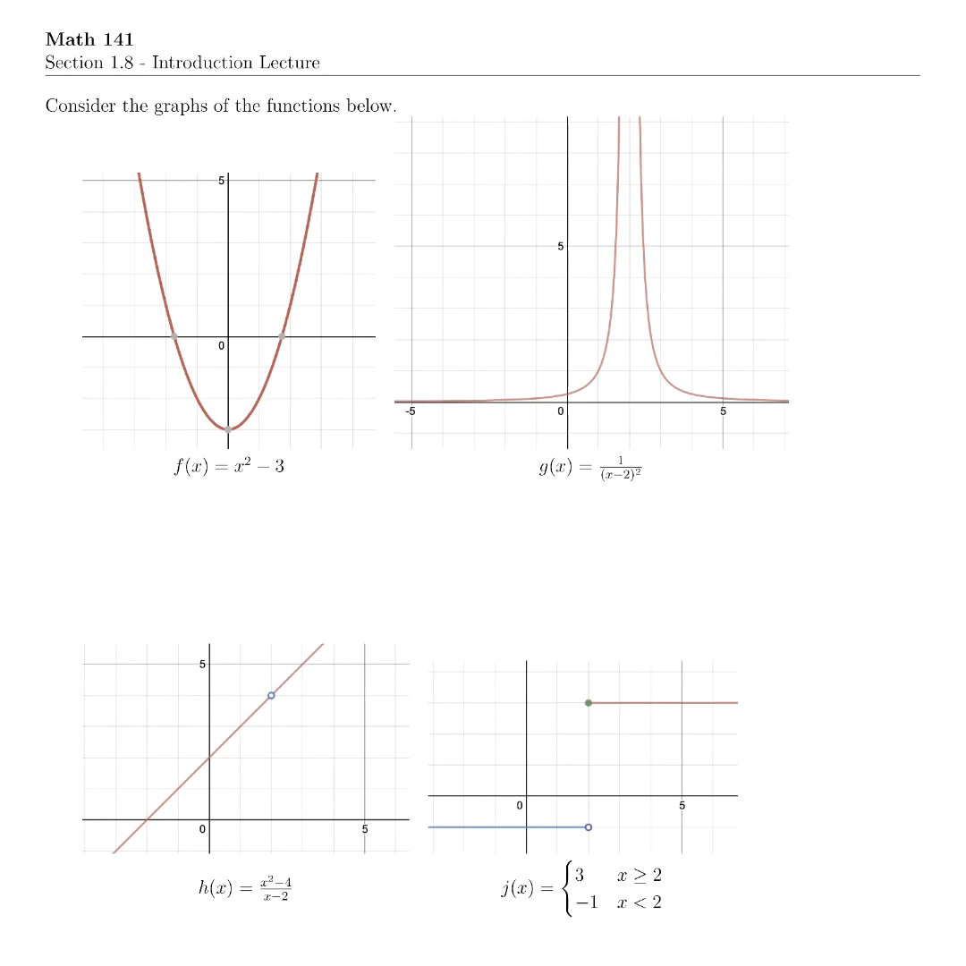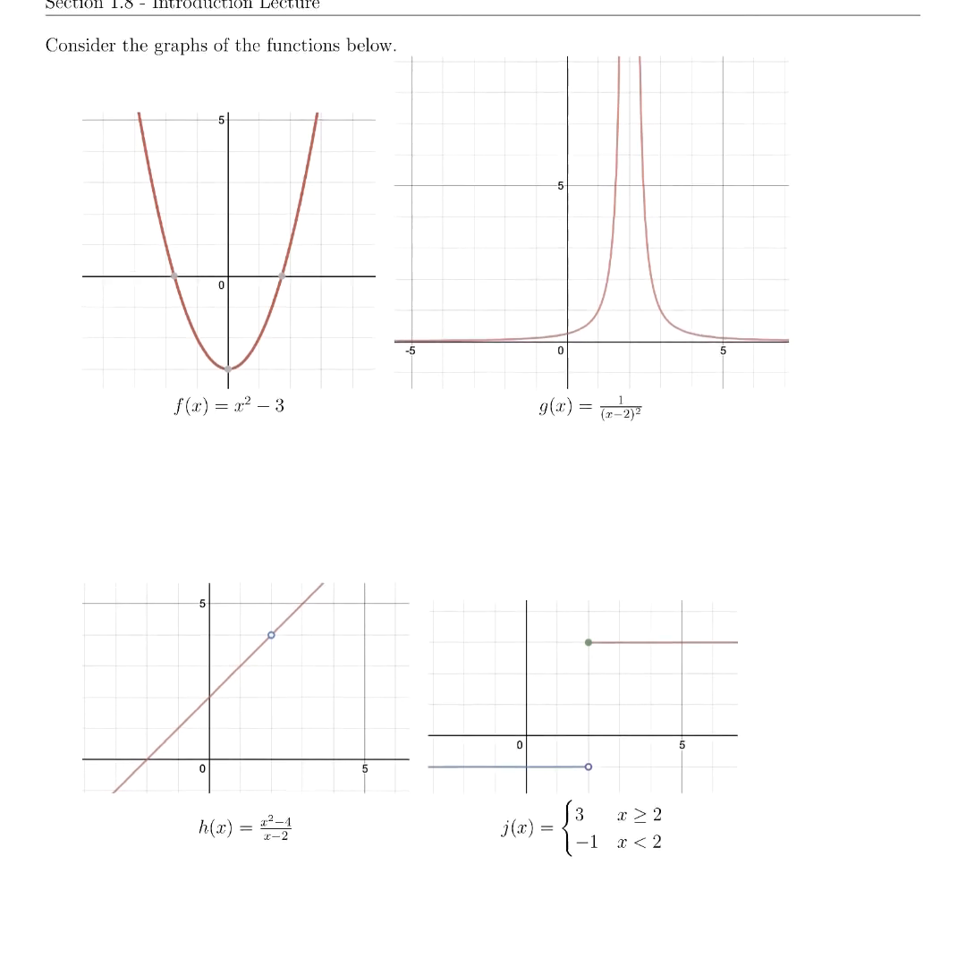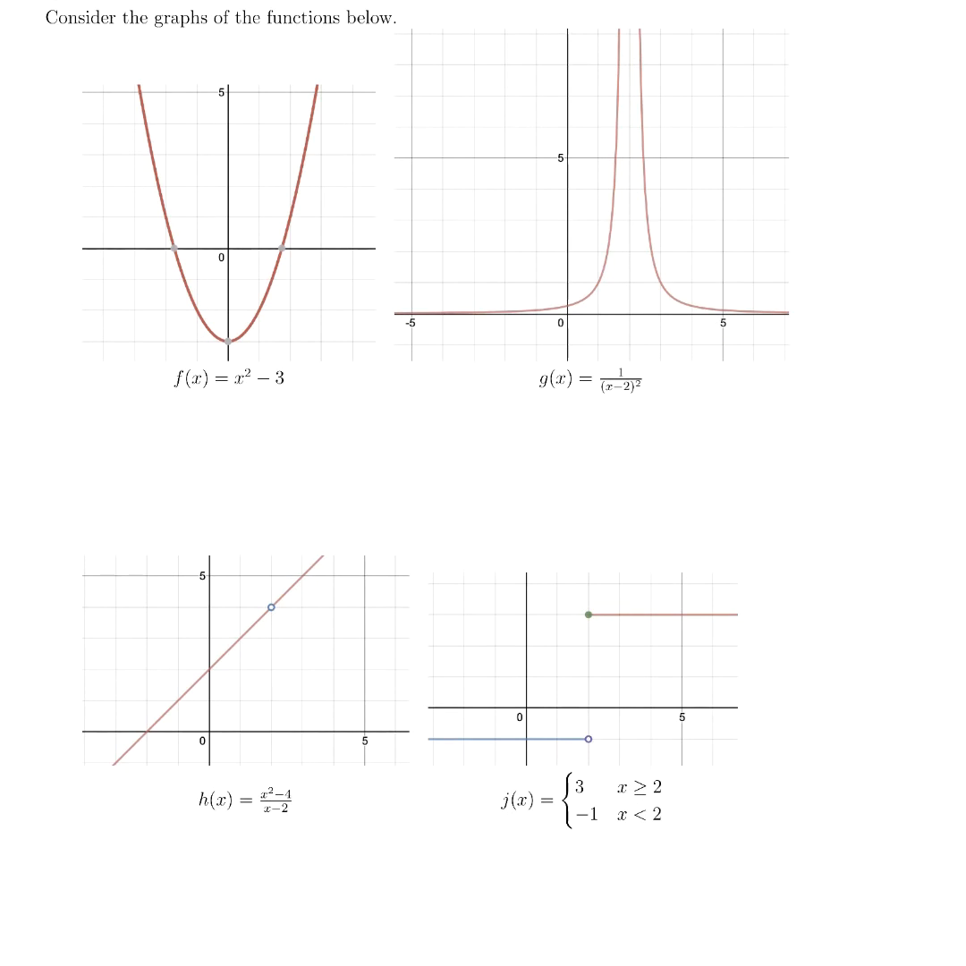This is the introduction to section 1.8, which is continuity. So I start here with four functions graphed for you. And I want to talk a little bit about what's different about each of these functions. If we look at the first graph here, the function f of x is x squared minus 3. And what can we say about that function?